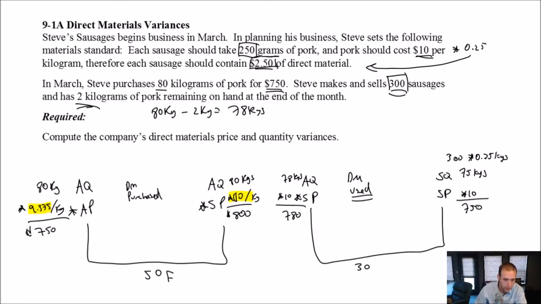And to figure that out, I look at what's different, right? So the 10 and the 10 are the same, but 78 and 75 are different. And let's think about what this means. To make his 300 sausages, he actually used 78 kilograms. If we were planning, we would have planned on using 75. He used more than he had planned, and that makes this an unfavorable variance. He used too much pork.